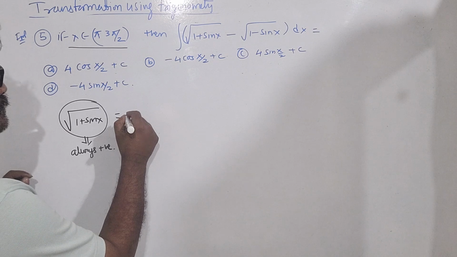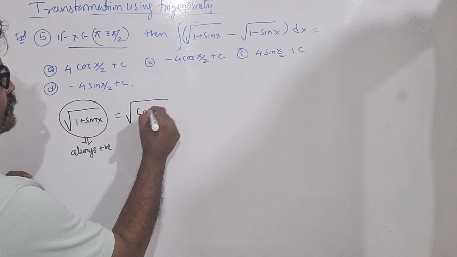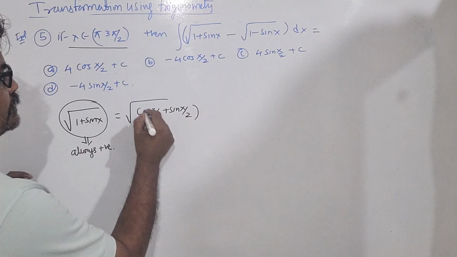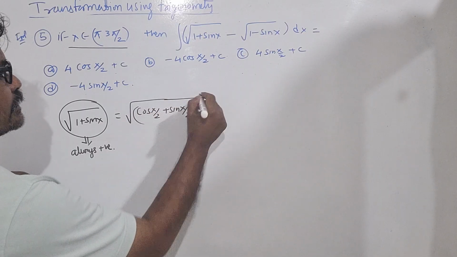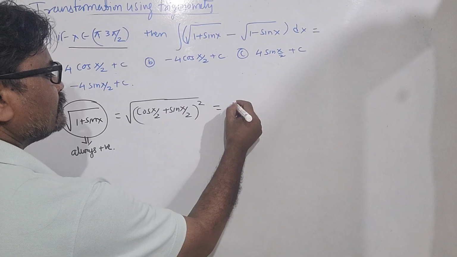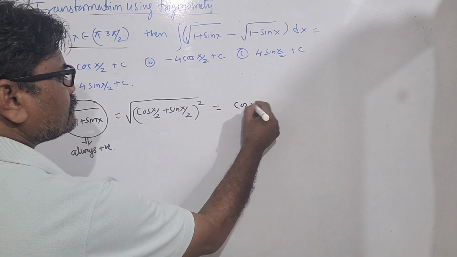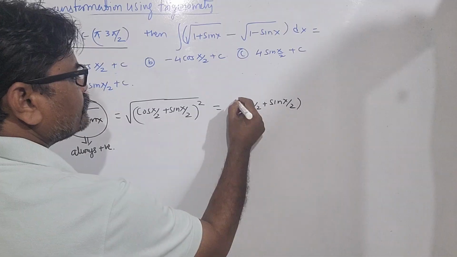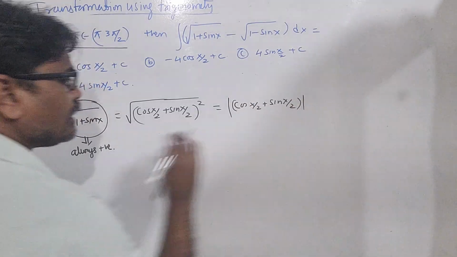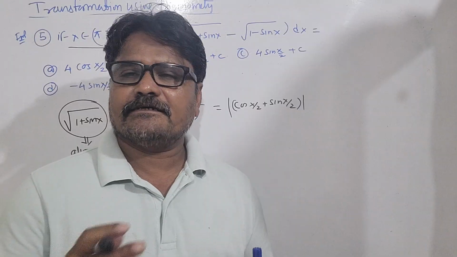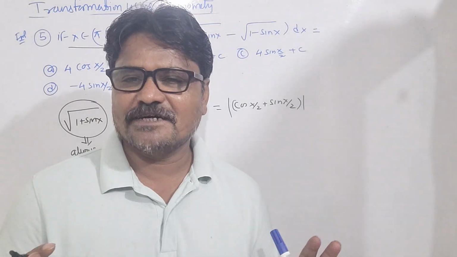Now this is what I can write as (cos of x by 2 plus sin x by 2) whole square, correct? So that will be your mod of (cos of x by 2 plus sin x by 2). I am simply discussing the trigonometry. I am not in integration right now.